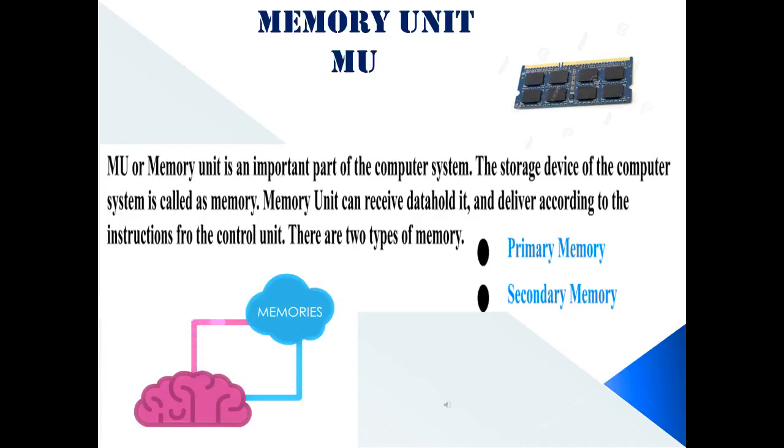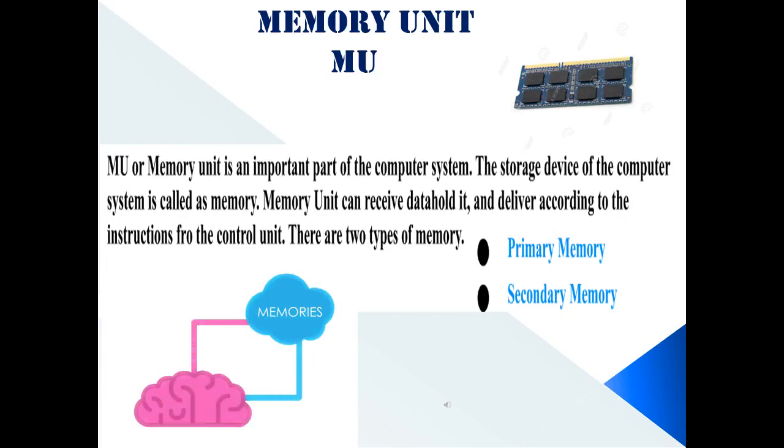Third one, memory unit or MU. The memory unit is an important part of the computer system. The storage device of the computer system is called memory. Generally, memory means it can store something or any instructions. So memory is a storage device of the computer system.